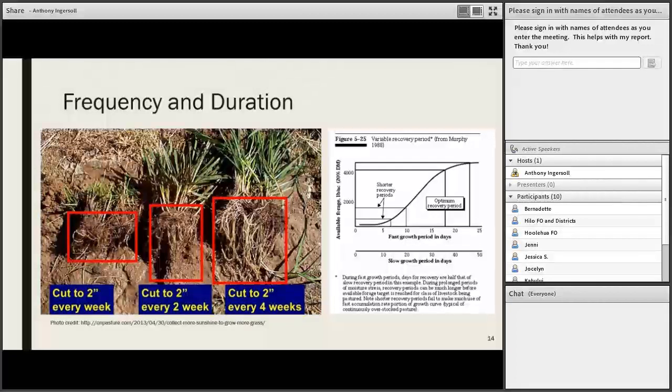The graph on the right makes a couple of interesting points. With a shorter recovery period, although the quality is high, the quantity is quite low, and if we can extend that recovery period out, we get this exponential increase in quantity, and as the next set of slides will show, we actually get more production.